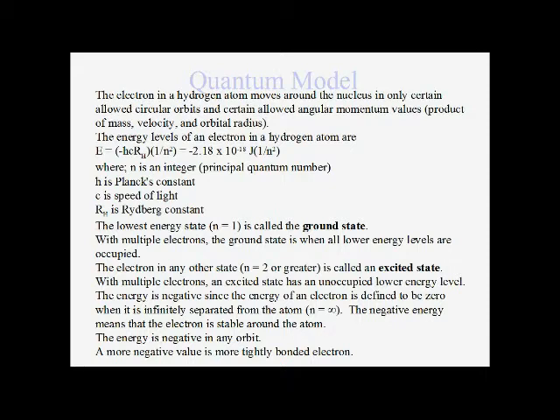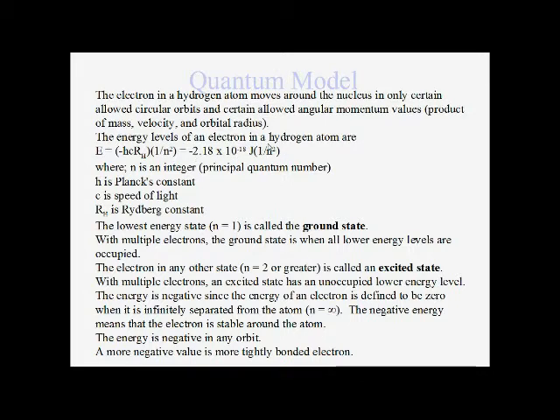The energy of the electron in a hydrogen atom is given by this equation: negative h, Planck's constant, c, the speed of light, R_H, the Rydberg constant, times 1 over n squared. So n is the principal energy level. This gives the energy of a particular level, and when you run all these constants together, we get negative 2.18 times 10 to the minus 18 joules. It's a negative value, so the energy of the electron is going to be negative.